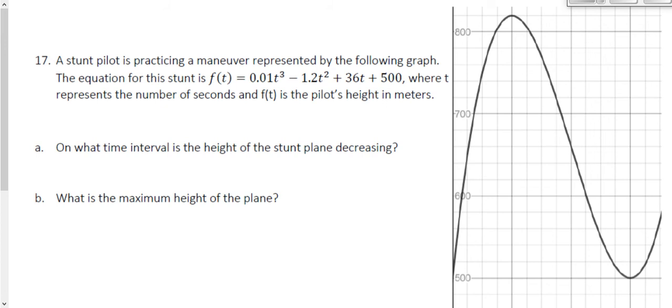Okay, here's the last video for our Unit 4 review on polynomials. In this video, we are going to be looking at this graph and interpreting this word problem with context.